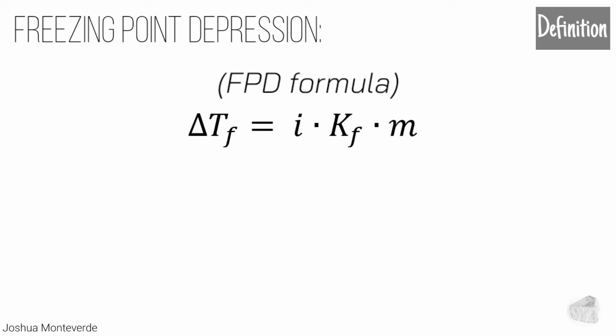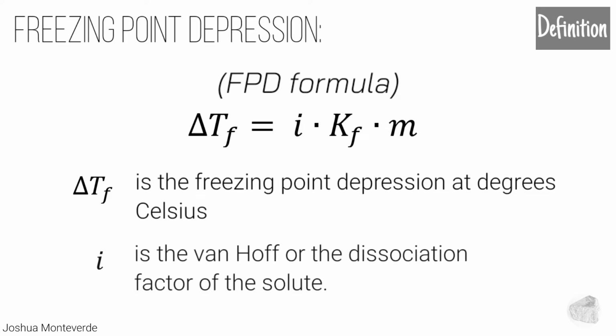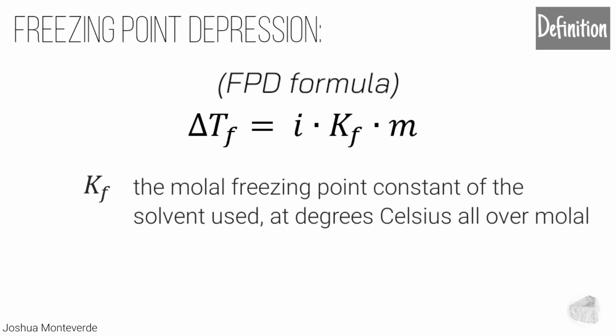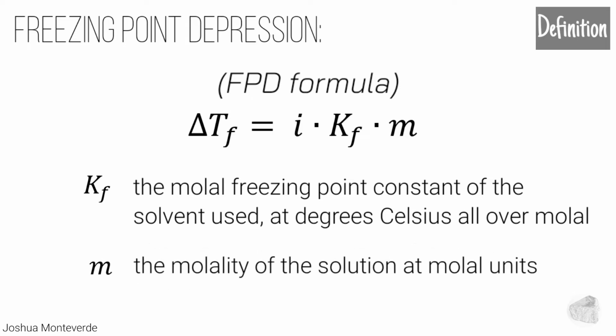Delta T sub F is the freezing point depression in degrees Celsius. i is once more the van 't Hoff or the dissociation factor of the solute. K sub F is another constant, the molal freezing point constant of the solvent used, also in degrees Celsius over molal. Same case, check some sources and references for this. m is yet again the molality of the solution in molal units.